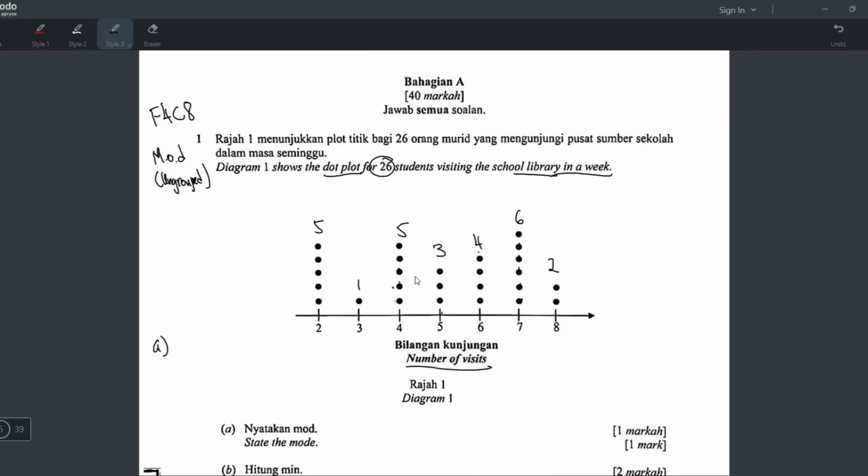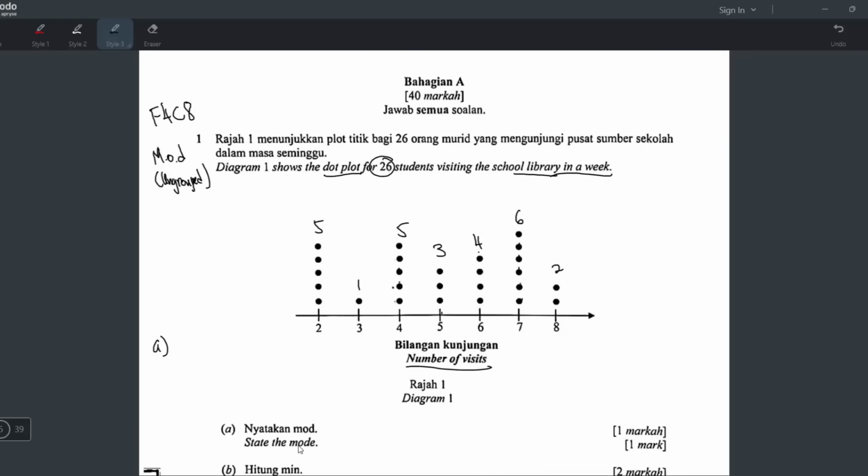All right, tell me what is the number of dot represents. So the number of dot represents how many students visit the library. So if let's say I have 5 dots here, that means there's 5 students that visit 4 times the school library. That's what it means. It means the number that I write up here, these are the frequency. The kekerapan.